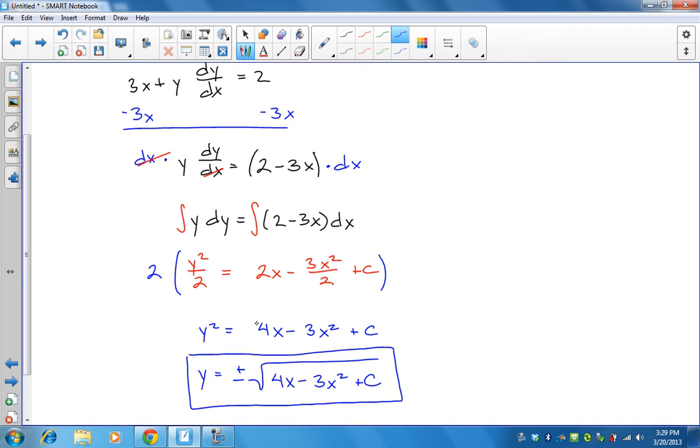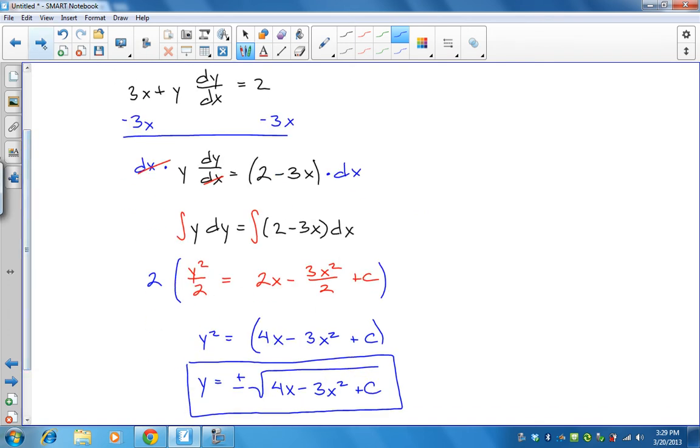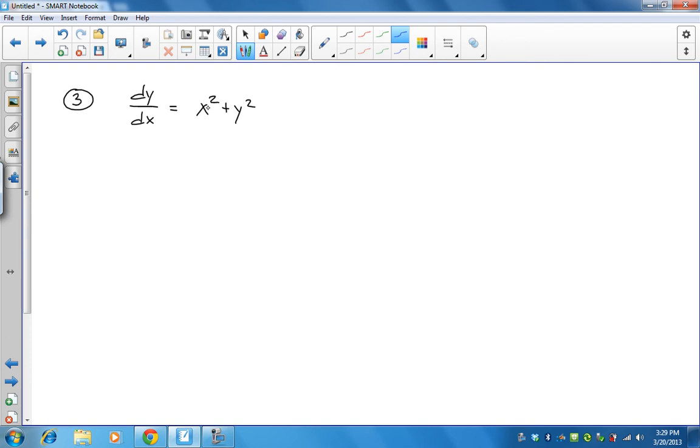You take the square root of everything right here, so the c does go underneath the square root. So there's that problem, number 2. Okay, let's try this one. dy dx equals x squared plus y squared. And this one, again, I've got that addition right there.